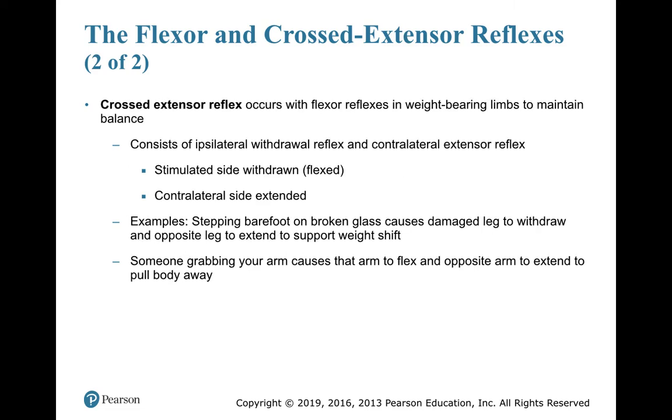We also have crossed extensor reflexes, and that is when the flexor reflexes in a weight-bearing limb are used to maintain balance. This is going to be an ipsilateral withdrawal reflex and a contralateral extensor reflex. You stimulate the side that's withdrawn, which would be flexed, and the contralateral side would be extended. So stepping on a piece of broken glass with a bare foot would cause the damaged leg to withdraw and the opposing leg to extend to support the shifting weight. Someone tries to grab your arm. With that arm, you would pull away, and the other arm you would extend.